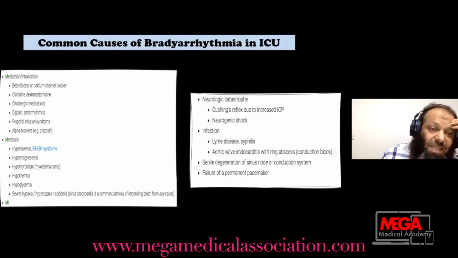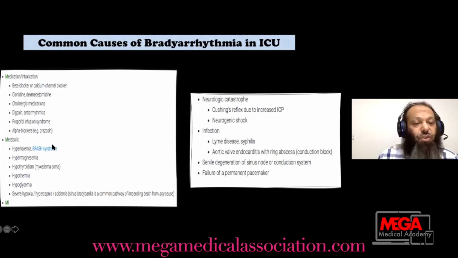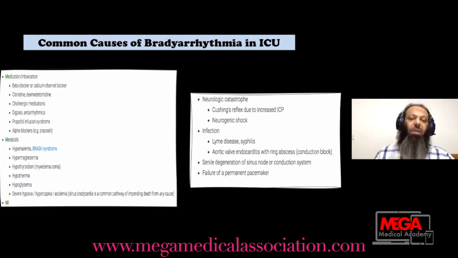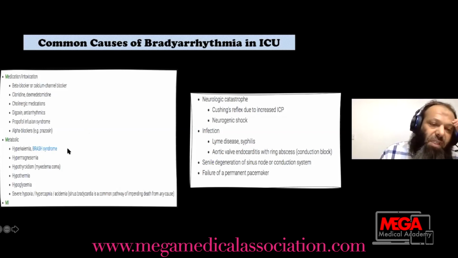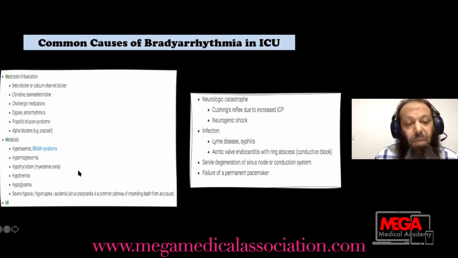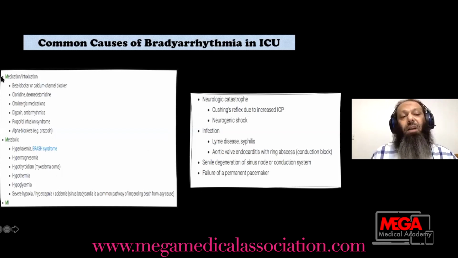What about the metabolic cause? One of the common causes is the PRASH syndrome. What's the PRASH syndrome? This is a syndrome associated with hyperkalemia, renal failure, and AV block. Usually, a patient with renal failure and hyperkalemia goes into what they call PRASH syndrome. So most commonly severe hyperkalemia, especially if acute, hypermagnesemia, hypothyroidism, hypoglycemia if severe, and also severe hypoxemia can cause a bradyarrhythmia. Those are the three Ms.